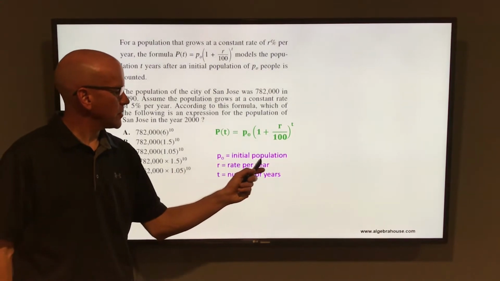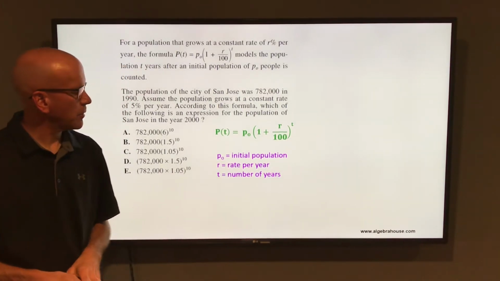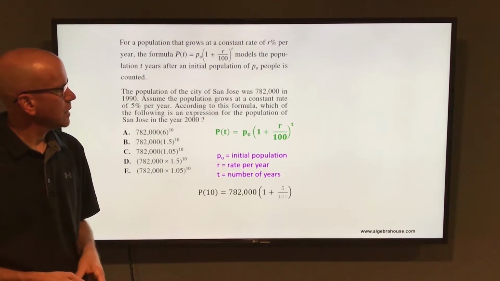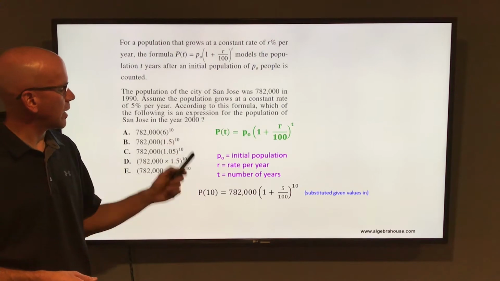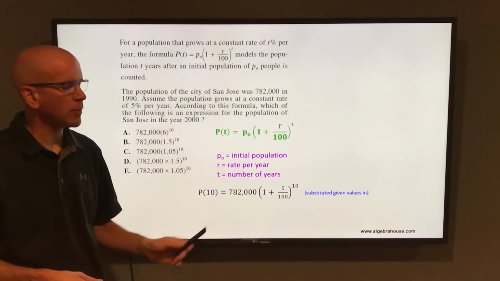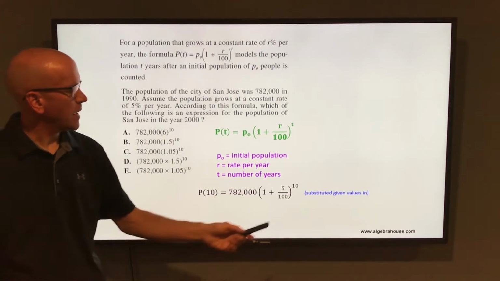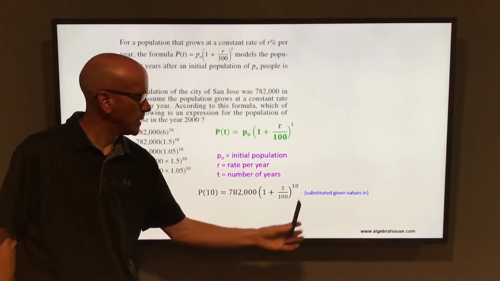P sub 0, that's the initial population. R is the rate per year. And T is the number of years. So it says we're going from 1990 to 2000. That's going to be P of 10, or 10 years. And that 10 is also going to go in as T.